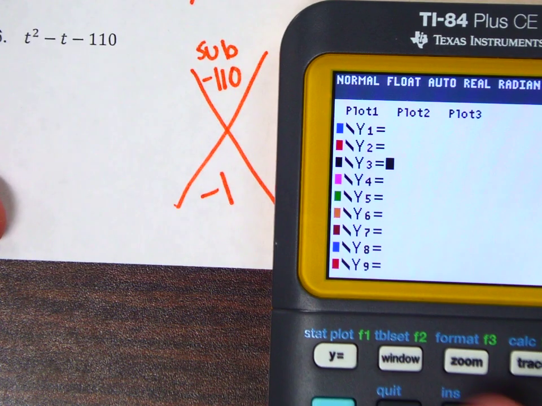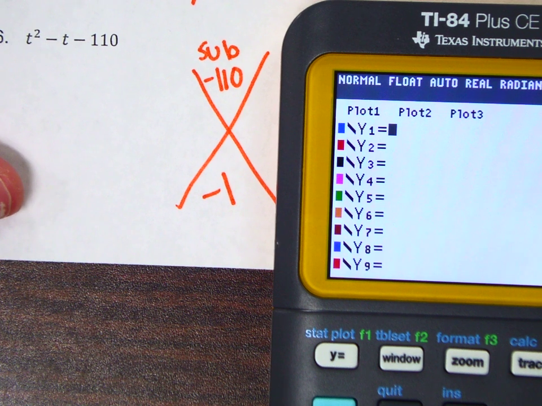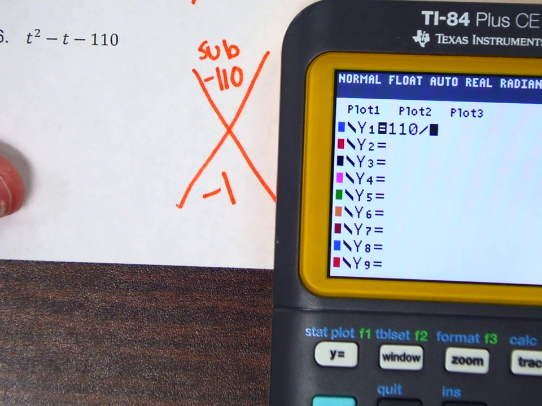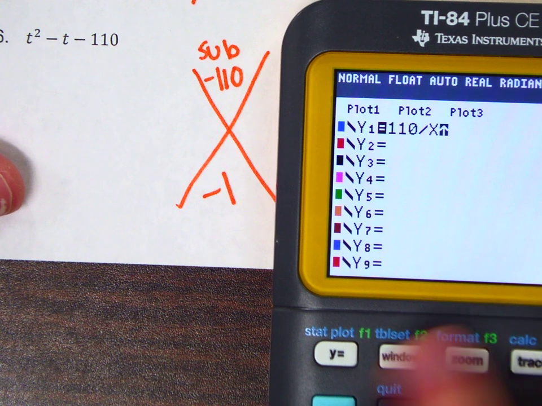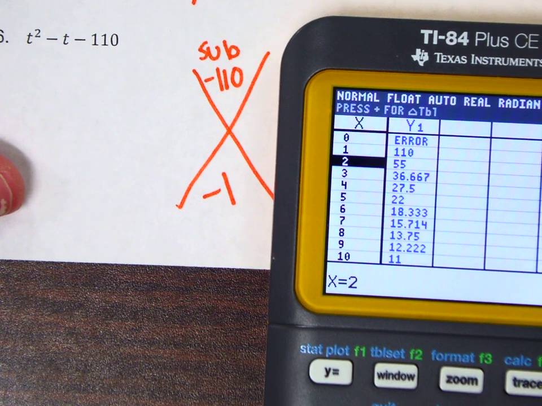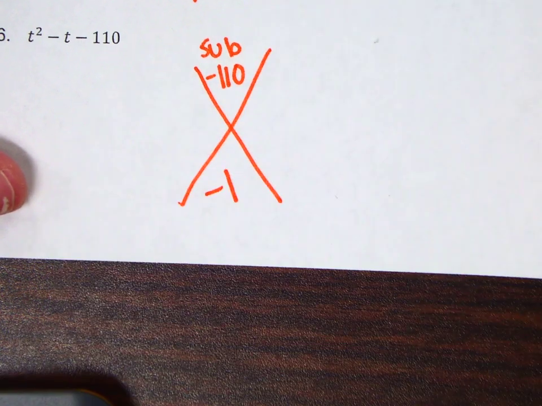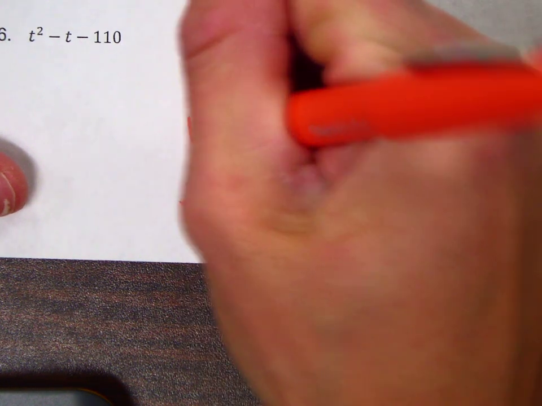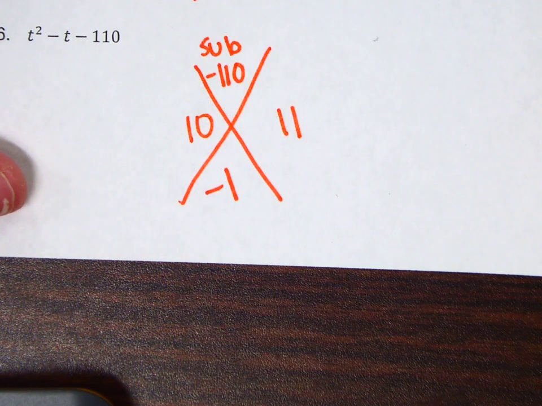All right, so I'm going to go to my calculator. To come up with my factors, I'm going to type 110 divided by X and go to the table. So I'm looking for the factors that are going to subtract to give me 1, which are 10 and 11. All right, so I'm going to put 10 and 11.